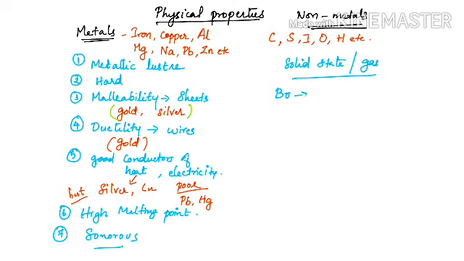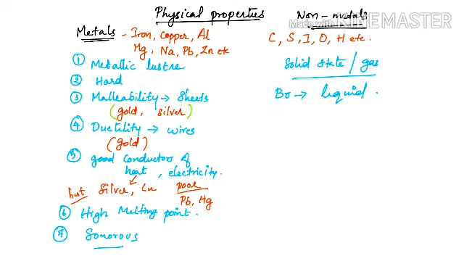Bromine is a non-metal and it is in the liquid state. Okay, so what are the main properties of the non-metals? Just the opposite of the metals.